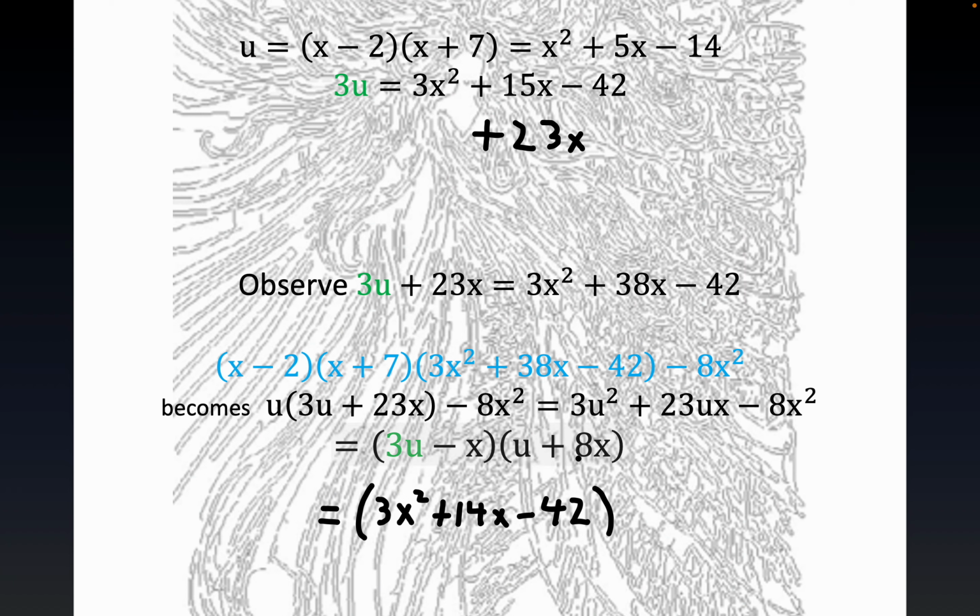And you get 14x right there. Now, what's u plus 8x? Well, here's u. u is equal to x squared plus 5x minus 14. And so all we have to do is add this 8x to this 5x, right? And I think this kind of thing is fairly cool, that you can do these kinds of substitutions. So you get x squared plus 13x minus 14. So y'all, we have factored the original problem. It is the product of two quadratics.